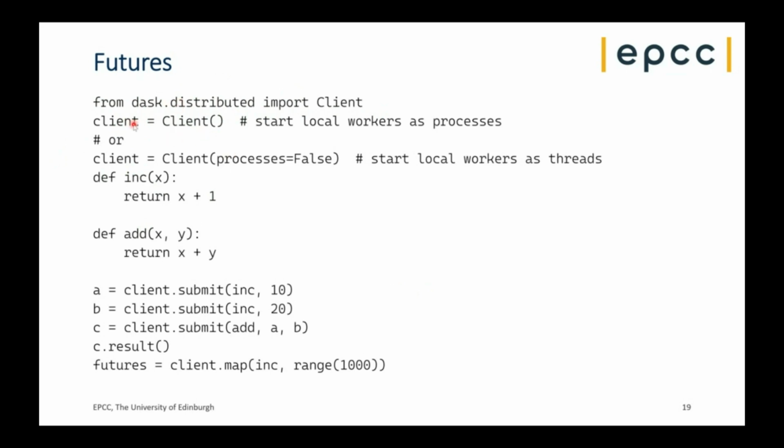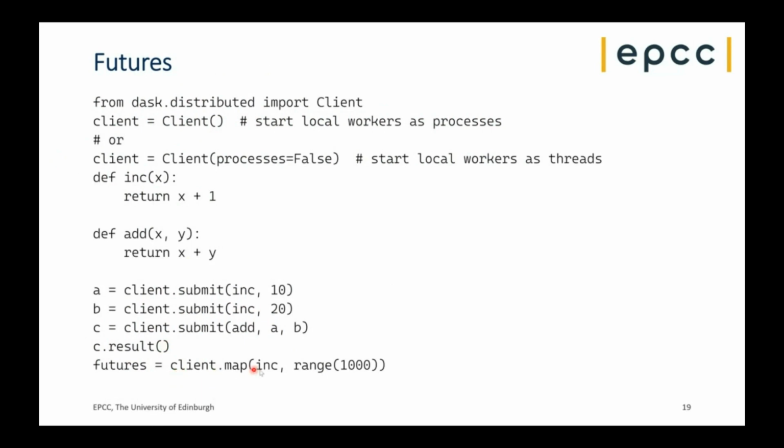And then you create a client, and by default it will start them as processes, or you can turn that off and start them as threads if you want. And then your functions as usual, and then you just submit the function. So you submit a function, you submit a function, you submit a function, and then you get the result at the end. And now you notice I don't have to do my compute now, because the submit starts the function off computing when I submit it, or when there's resources available to do it. So you don't have to call compute anymore.